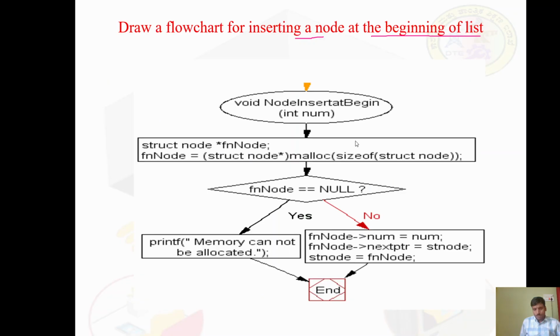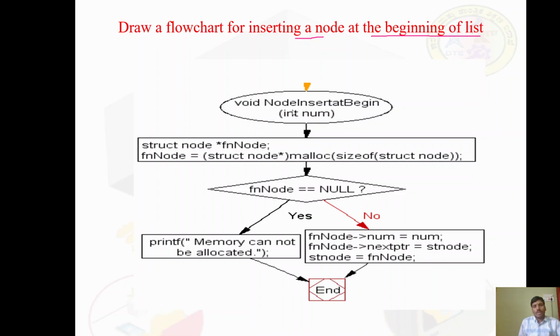So here is the flowchart of inserting a node at the beginning of the list. A flowchart is a diagram which shows the solution to a given problem. A diagrammatic representation of a problem. So void node insert at begin.